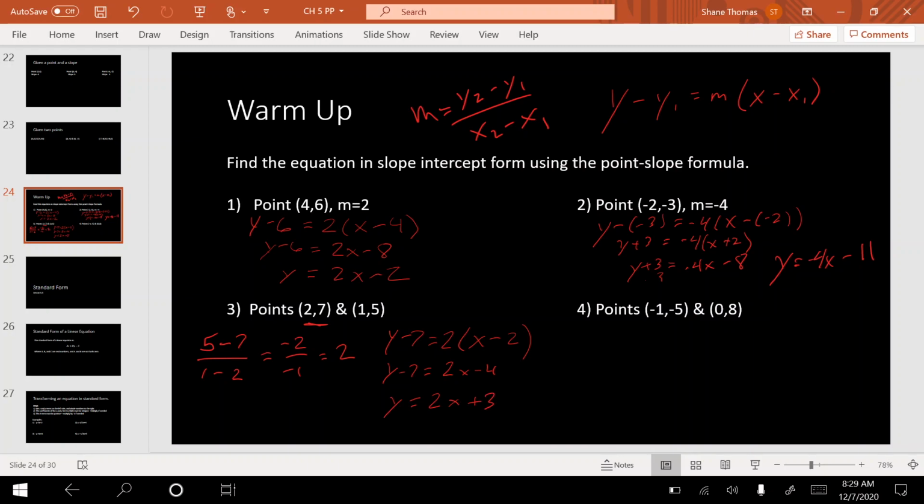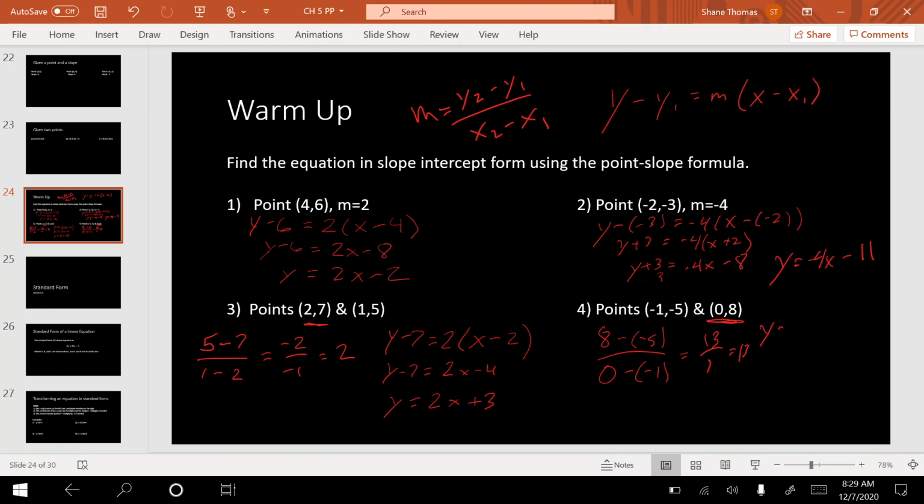All right, good. Last one, you found the slope. Just didn't do the second part. So we have 8 minus a negative 5, and then 0 minus a negative 1. So on top, we're going to have 5 and 8 is going to be 13 over positive 1. So my slope is going to be 13. So we use that, and I'll use this guy here.